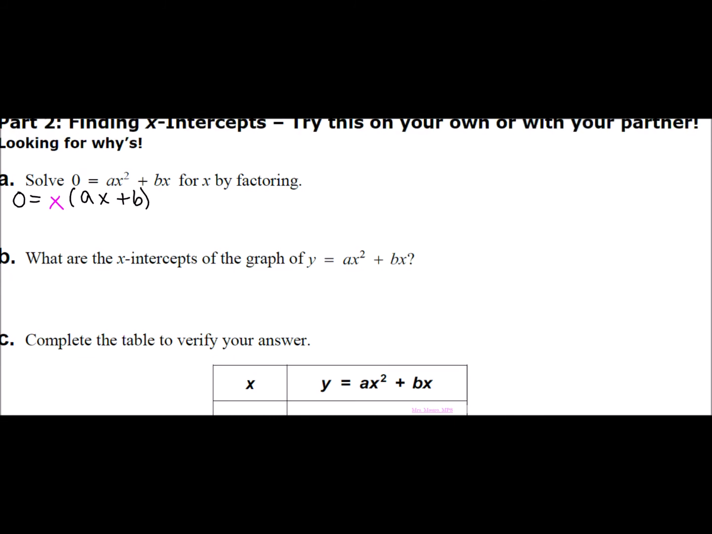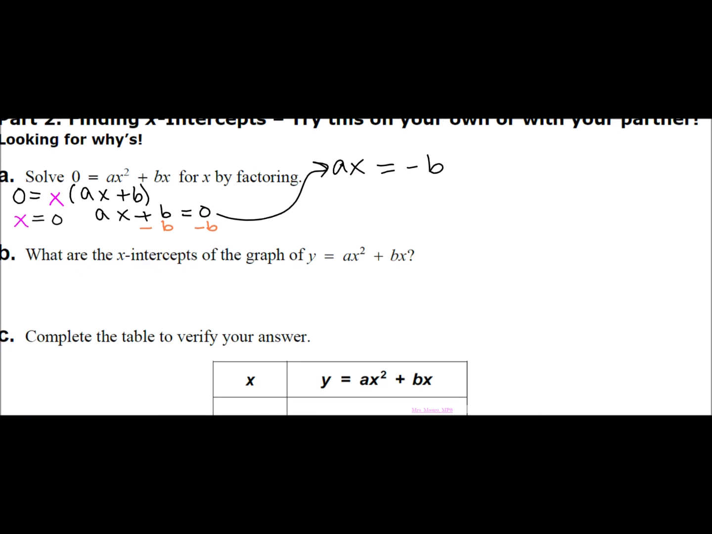x is the greatest common factor. Separate into 2 equations and set it equal to 0. Solve for x. In this situation, x is equal to 0 for one of the x-intercepts, and the other x value for the x-intercept is going to be whatever the -b/2a happens to be.